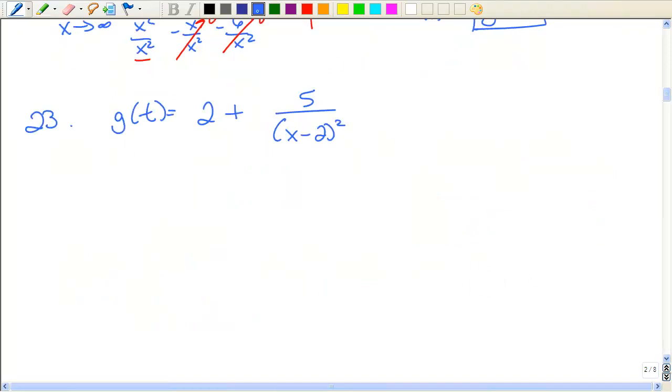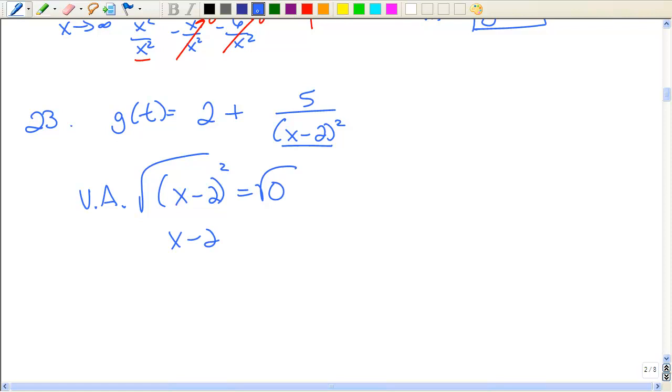So number 23 is in an odd format, but we still have a rational function because we have a denominator, and it won't be defined if the denominator equals 0. So for the vertical asymptote, I'm going to set my denominator equal to 0. Yes, it was squared, but I would take the square root and it would go away, and then solve for x. So I have one vertical asymptote at x equals 2.